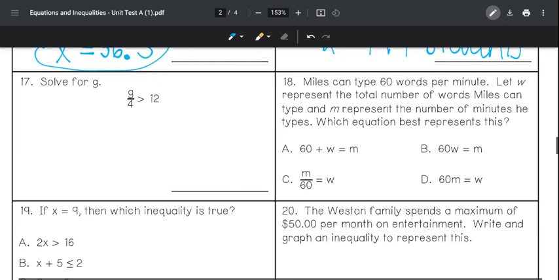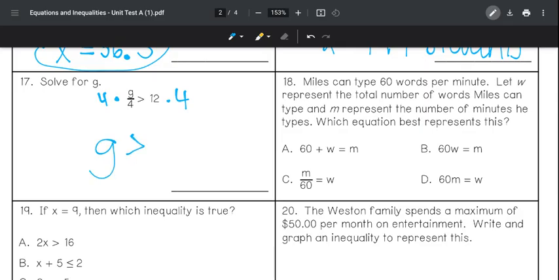All right. Number 17, solve for g. G divided by 4 is greater than 12. You got to multiply both sides by 4. Keep your variable, g, keep your symbol, and 12 times 4 is 48.